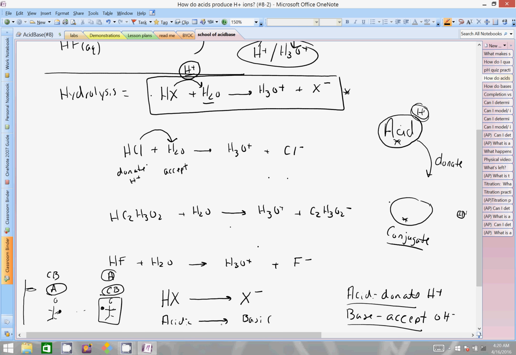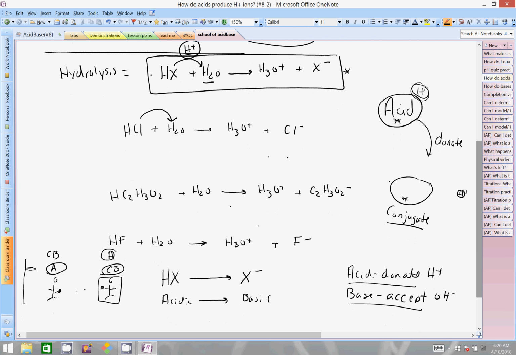So with that being said, we'd want to go through all of these formulas and be able to label who is the acid, who is the base. So in this situation, we say, okay, I have HCl, which is going to be donating to the water, so this is an acid. The water is accepting, so it's called a base.